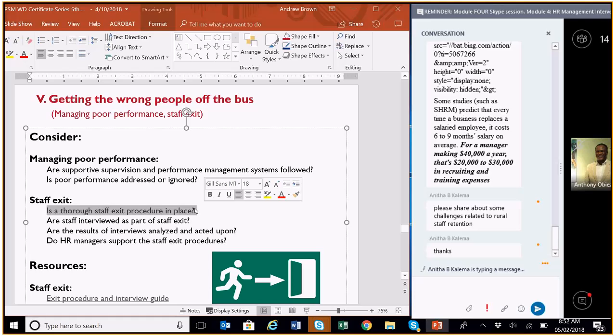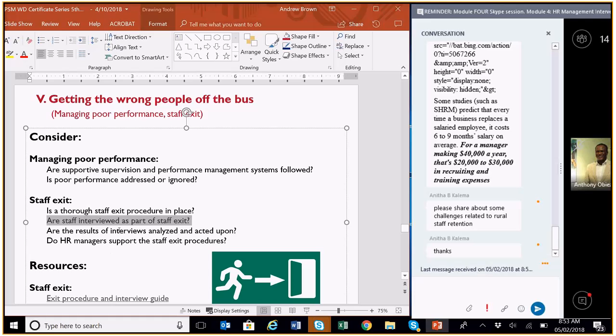But one of the interesting things we overlook is exiting staff are a wealth of knowledge about your organisation. And as they leave an organisation, it is very important to interview those staff in order to understand why they're leaving the organisation, what they enjoyed about being in your organisation, and what they didn't enjoy, and what points for improvement. And you'll note in the staff exit procedure that I have noted here and provided you, it provides you with a suggested interview guide.